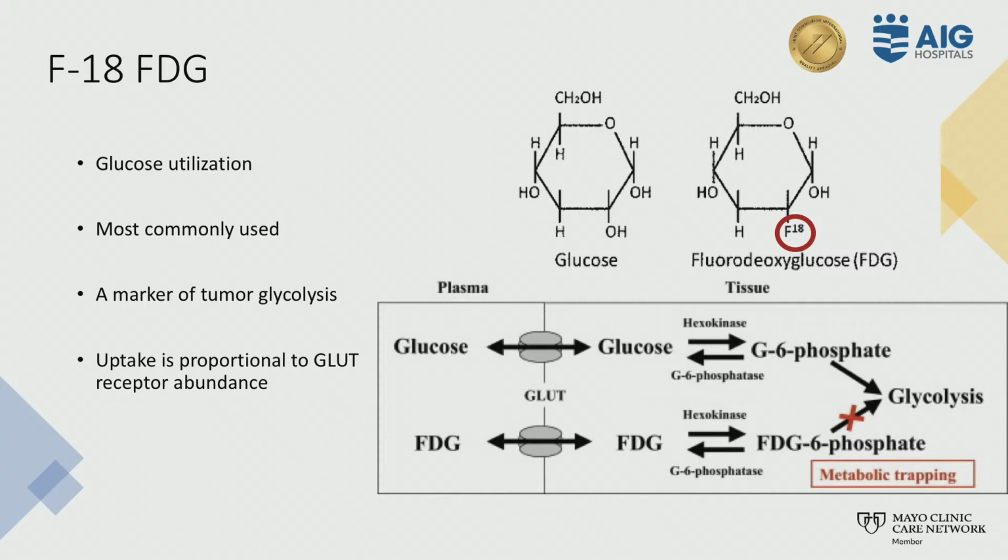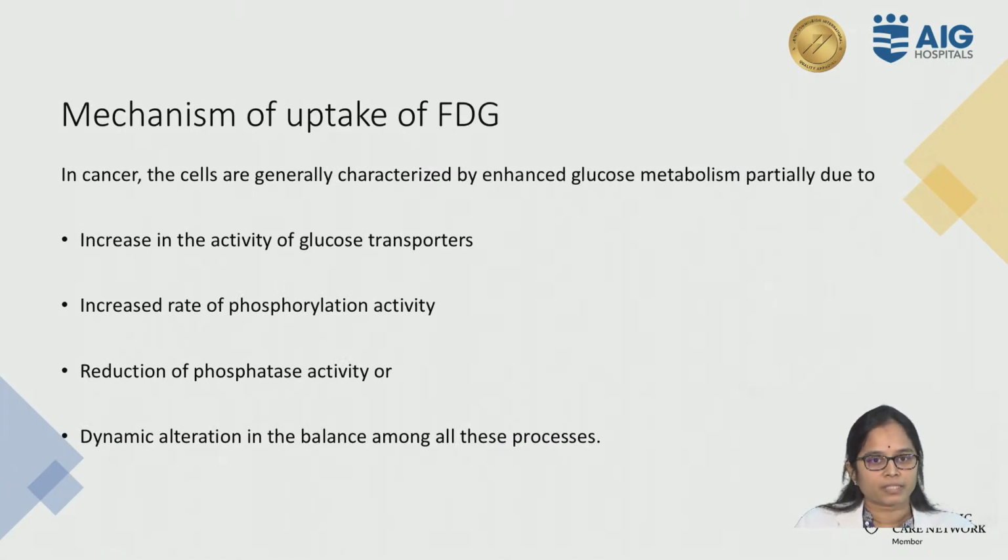So we have to meticulously see how the patient is prepared, because what we inject is in micro quantities, but the glucose available in intravenous fluids or TPNs is in milligrams. So it acts as a competitive inhibitor. So special preparation is required. And also let's see the various mechanisms of fluorodeoxyglucose uptake in cancer cells. Why do we prefer FDG in cancer cells? The basic mechanism is increased glucose metabolism in cancer cells. It may be due to an increase in the glucose transporters or increased phosphorylation or reduced phosphatase. It's just a dynamic alteration among all these three, which is the added advantage of fluorodeoxyglucose utilization in cancer cells.